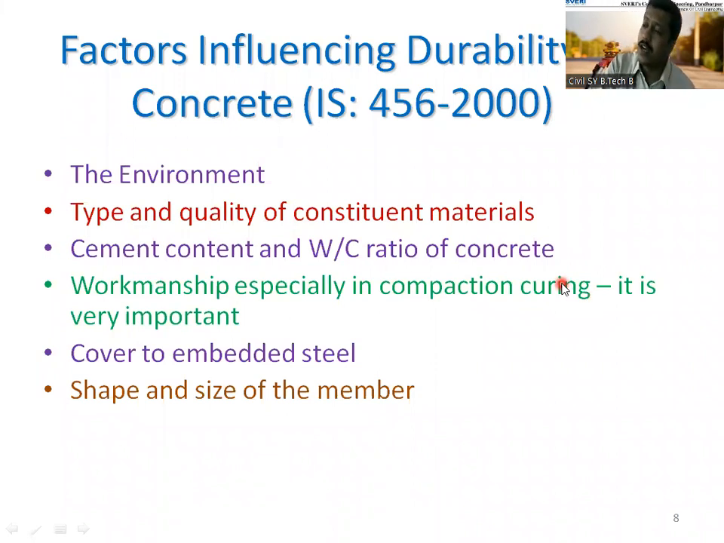Otherwise, sir, we used UltraTech OPC 53 grade cement. It is 380 rupees a bag, still we used that much material. We used Tata Steel, we used Jindal Steel in our construction. But if you are not going to compact it very nicely as per our requirement, you are going to see the formation of segregation or maybe honeycomb. So compaction is also very much important.